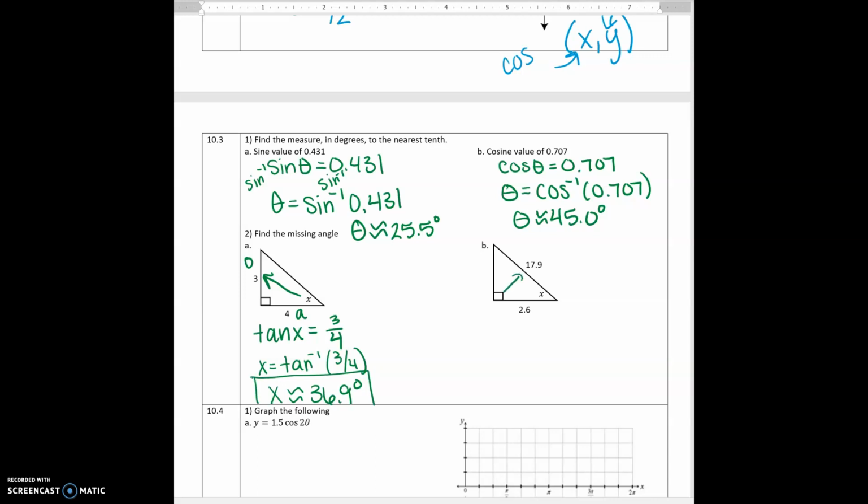Over here, this side is the hypotenuse because it's across the 90-degree angle. This one is touching, so it's the adjacent. So we're going to be looking at the cosine of x equals 2.6 over 17.9. And to find that actual angle measurement, we're going to take the inverse of both sides. And we get that it is approximately 81.6 degrees.